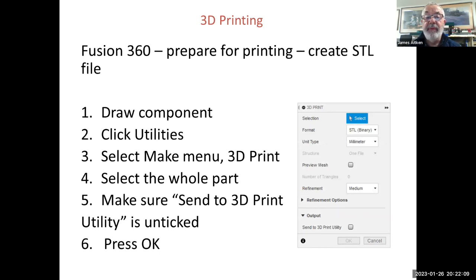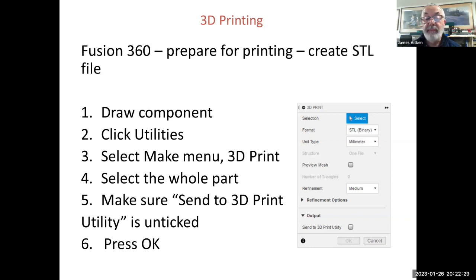So the first step in Fusion 360 is to prepare your drawing for printing. The first thing you have to do is to create something called an STL. That's a stereolithography file.